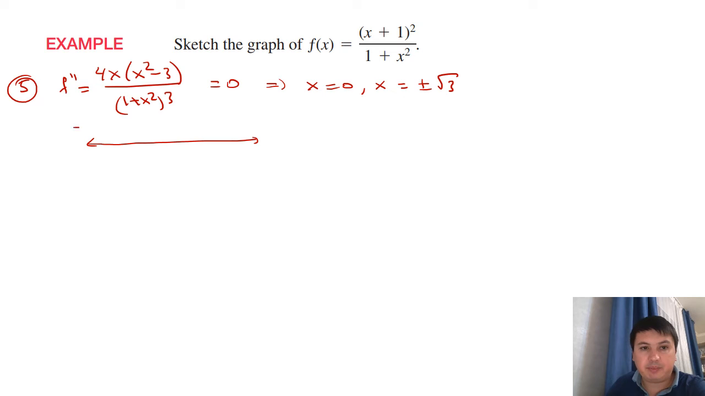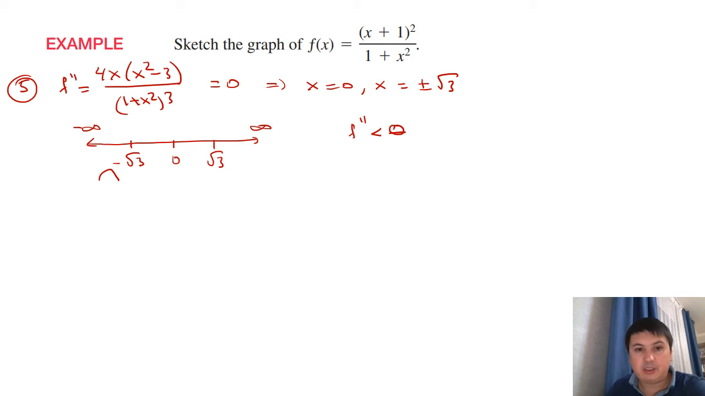Again, we sketch the real line, plot these points, and see the behavior of f double prime. If x is less than minus square root of 3, then x squared minus 3 becomes positive, and x is negative. The denominator is always positive, so I don't have to worry about it. The numerator decides the sign, so I see negative times positive, so this is negative, right? It's less than 0, which means I have concave down here.